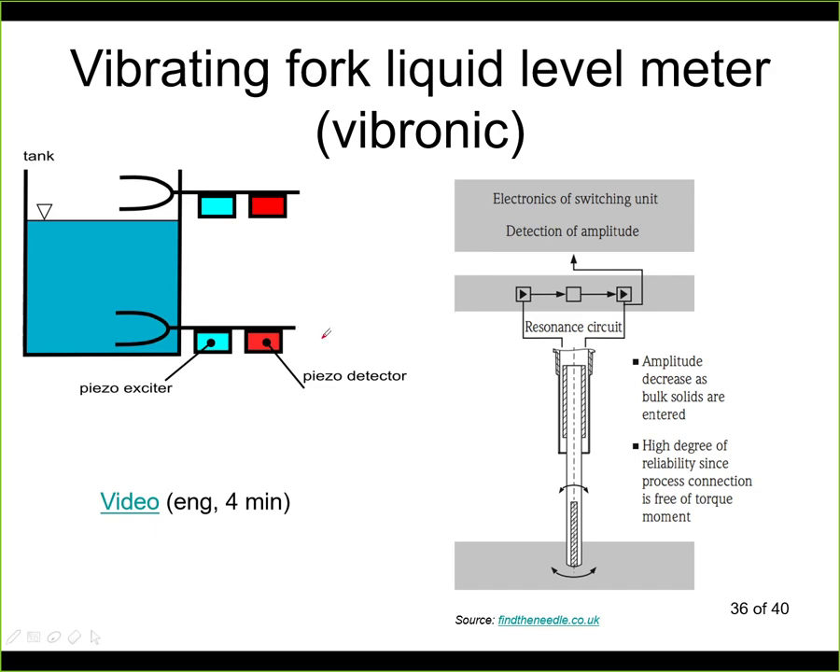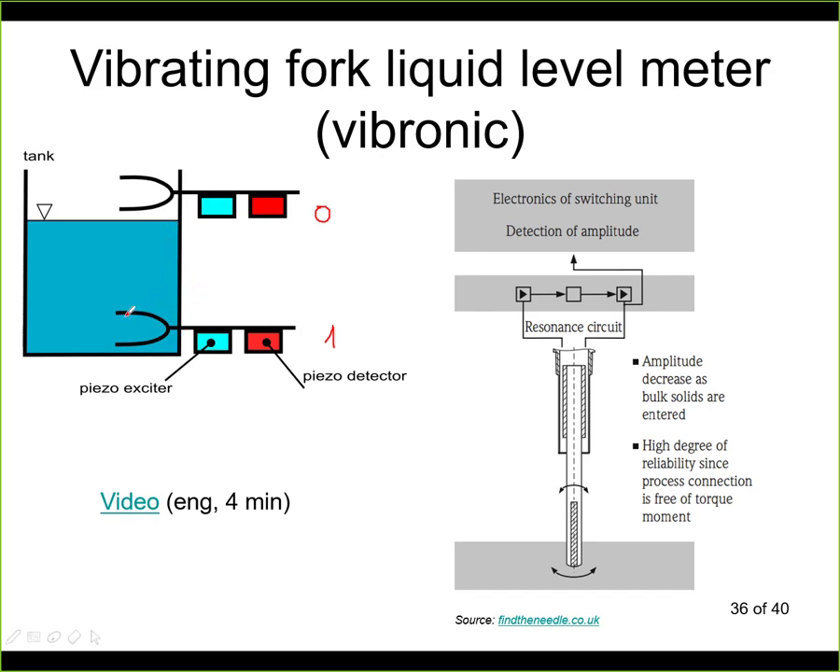The signal here would be, for example, 1, liquid level is above the fork, and here the signal will be 0, liquid level is somewhere below the fork. But again, we don't know where exactly it is.